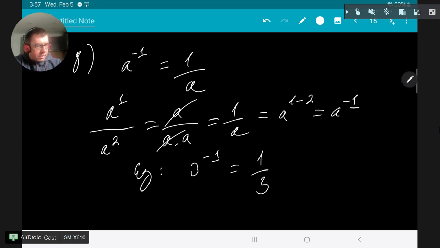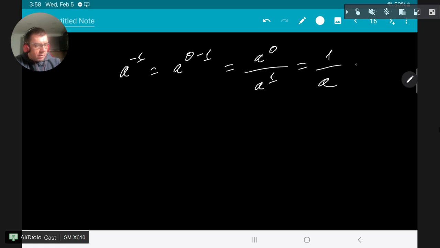I think it is evident why that is the case. A to the power of minus 1 is like a to the power of 0 minus 1, which is like a to the power of 0 over a to the power of 1, which is 1 over a. And yeah, you can write the proof in this manner if you want.